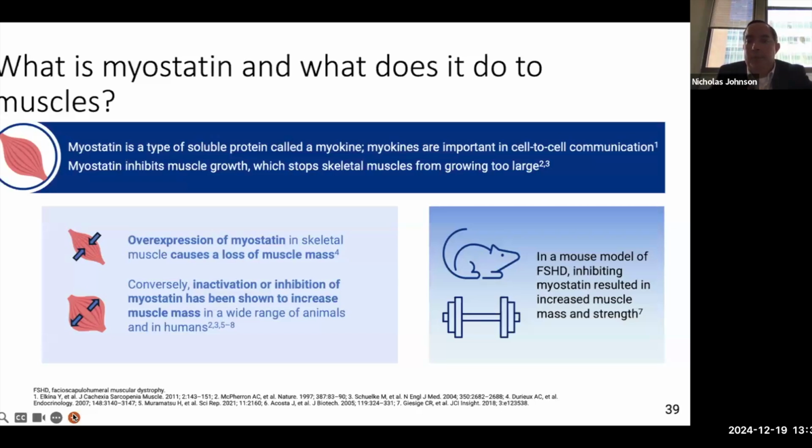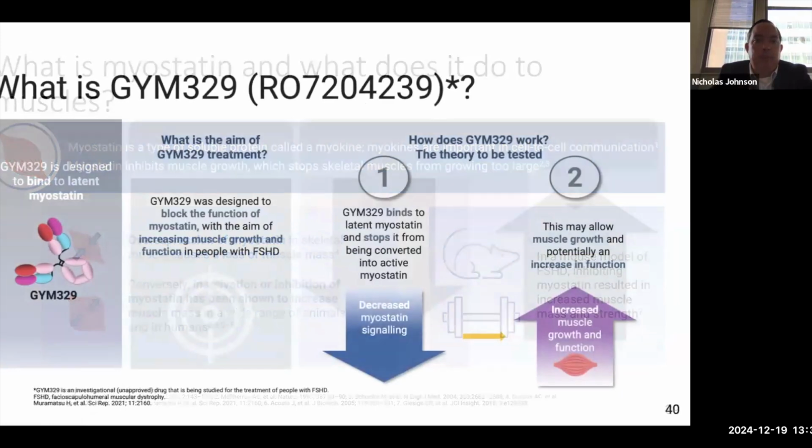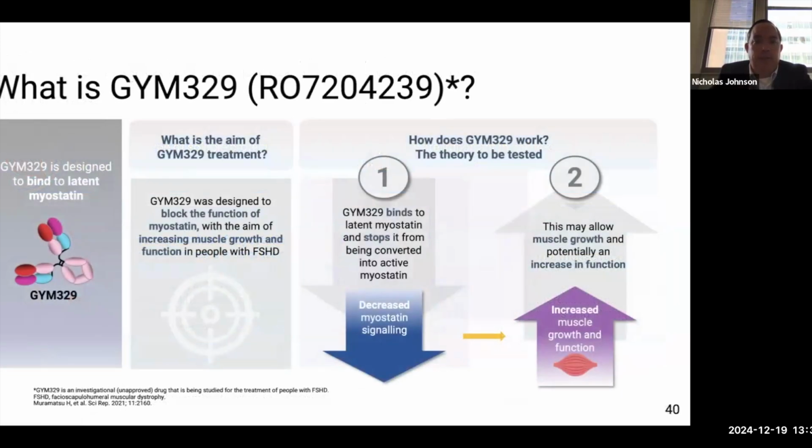It would make sense that in a disease like FSHD, where you'd have problems with muscle size, if you worked on this, it would be able to provide some benefit. In a mouse model of FSHD, inhibiting myostatin increased the muscle mass and strength. There have been other myostatin-type trials in FSHD that to date have been negative, but the one we're going to talk about is the Roche program, which is this right here.